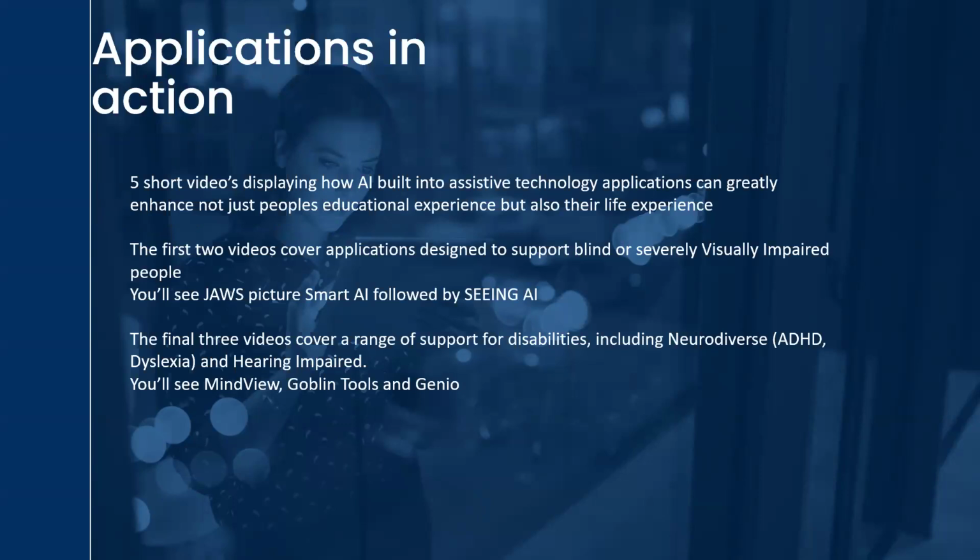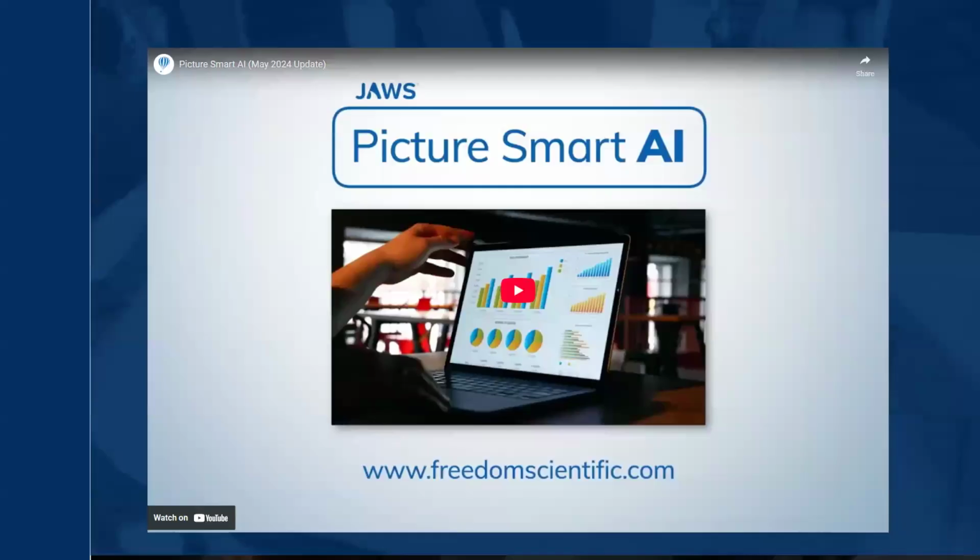So I'm going to show you 5 short videos covering a range of aspects of how AI is integrated into assistive technology. You'll see support for the visually impaired, JAWS, Picture Smart AI, and Seeing AI, followed by MindView, Goblin Tools, and Genie.io, which demonstrates a range of disability support. So the first one you'll see is Picture Smart AI.